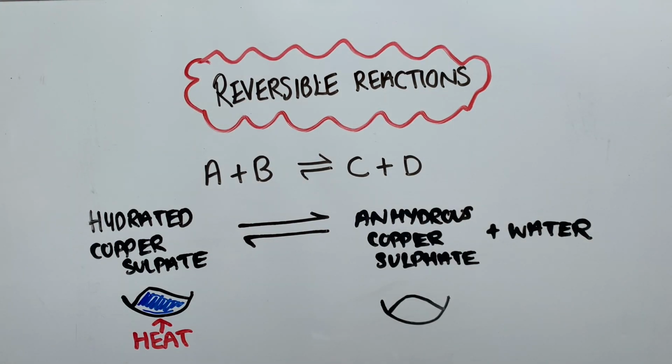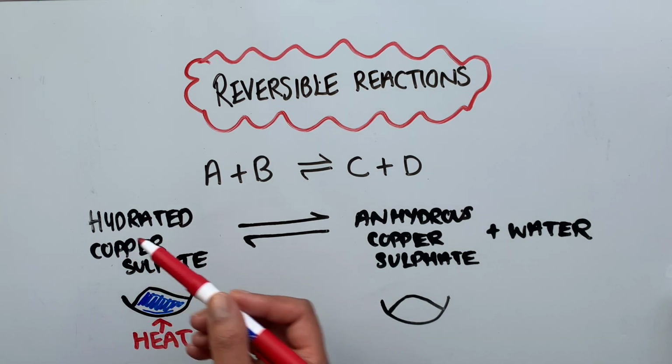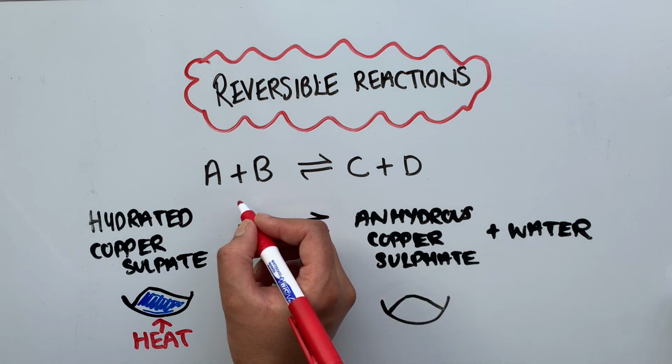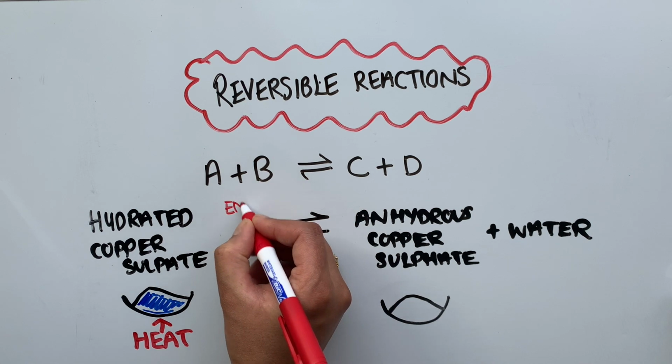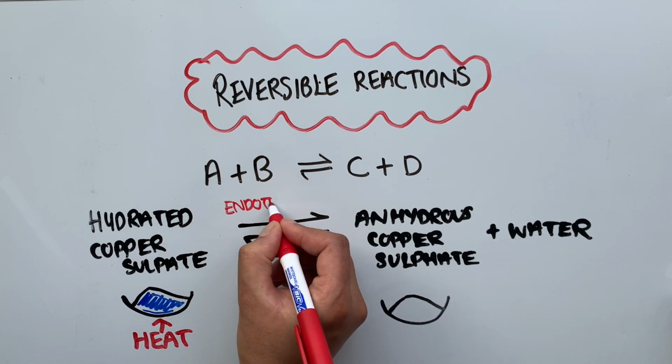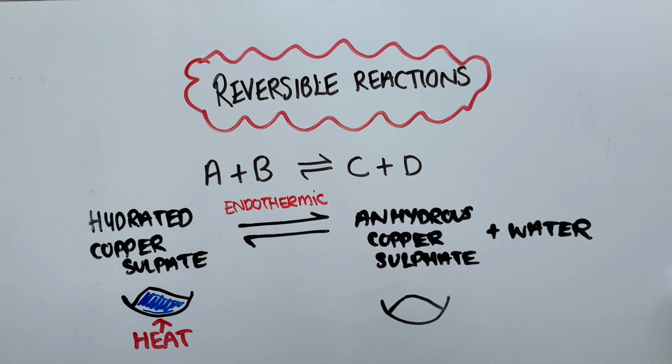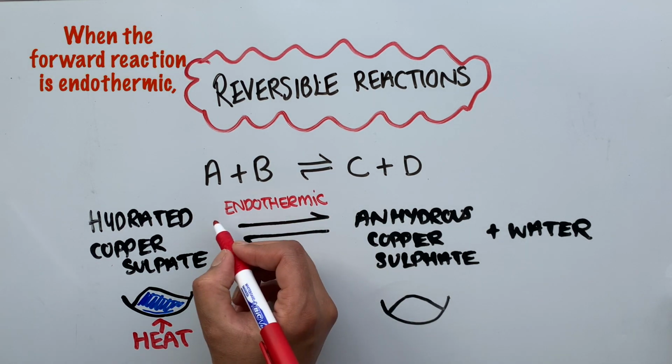So in this example, if we heat up our blue hydrated copper sulfate crystals, we drive the water off and we end up with white anhydrous copper sulfate crystals. As we are putting heat into the system to turn the hydrated copper sulfate into anhydrous copper sulfate, the forwards reaction is endothermic. Endothermic meaning heat energy is taken in.